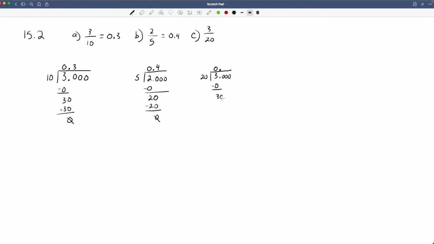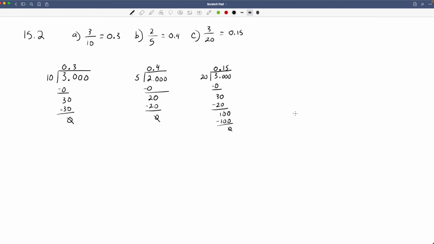So now I bring down my first 0. 20 goes into 30 one time. 1 times 20 is 20. I bring down my other 0. 20 goes into 100 5 times. 5 times 20 is 100. Now I have a 0 remainder. So 3/20 is the same as 15/100. And that is how you would turn a fraction into a decimal.